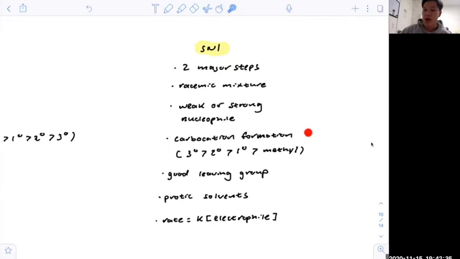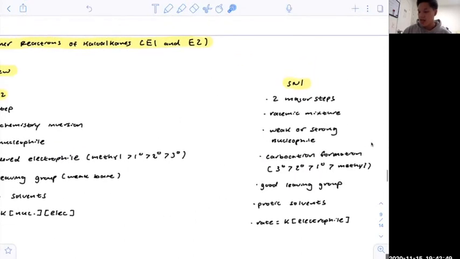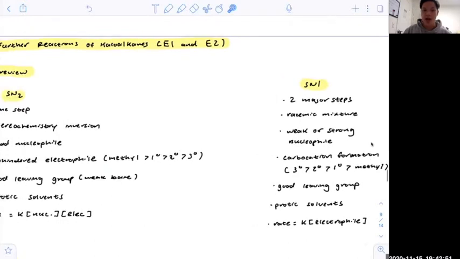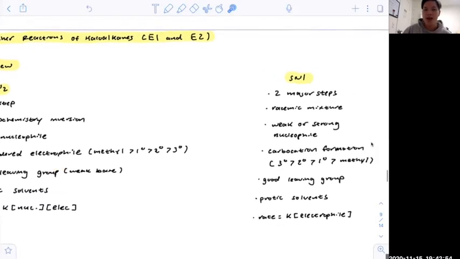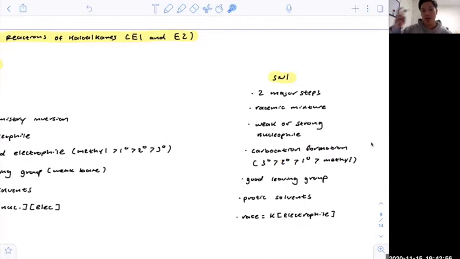It forms a carbocation and it's stabilized by substitution: a tertiary carbon is better than a secondary, which is better than the primary and then better than the methyl. So it's the exact opposite, where SN2 requires an unhindered electrophile, but SN1 requires a hindered one, if you want to call it that. Like SN2, it requires a good leaving group, but it favors protic solvents, and we'll get into that in a bit.